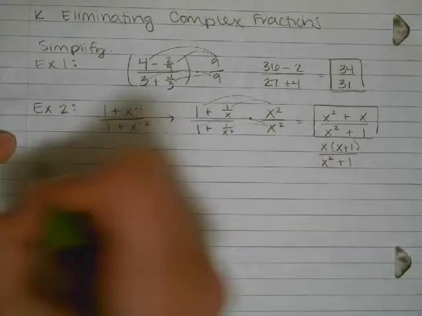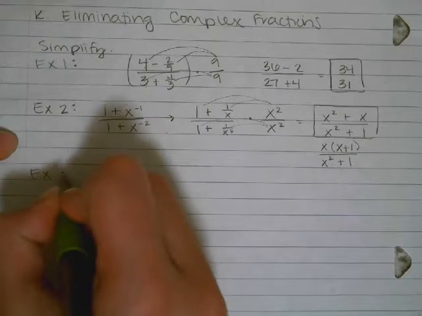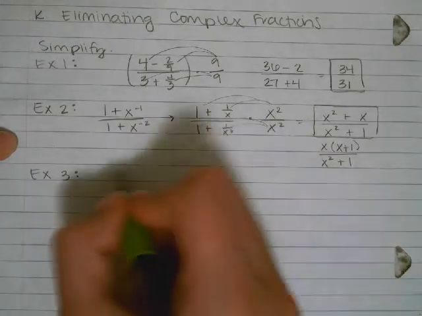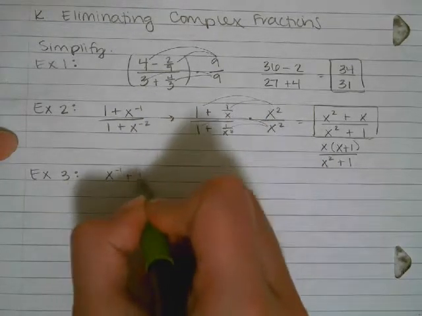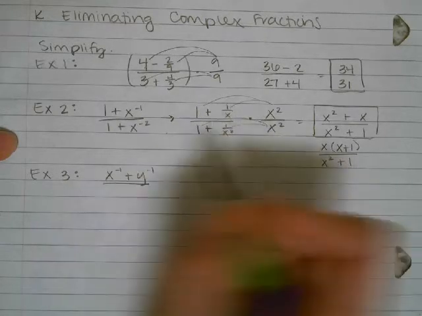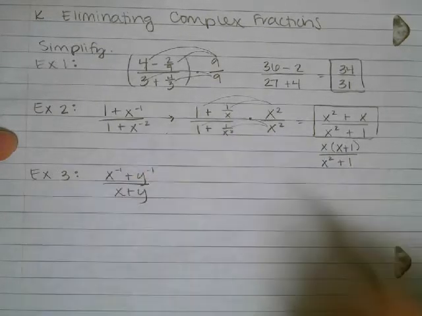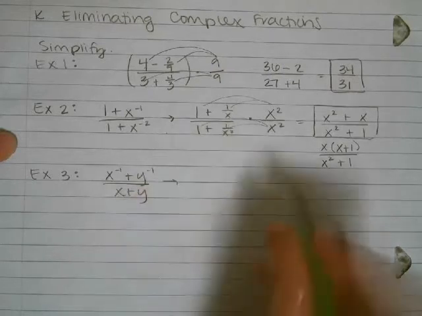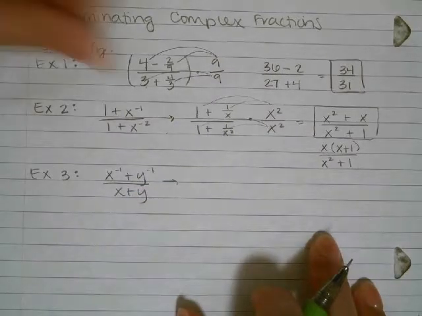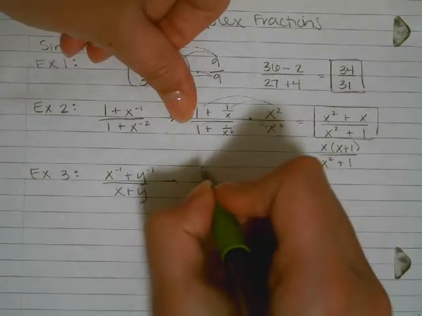All right, example 3. x to the negative 1 plus y to the negative 1 over x plus y. So again, we can't really see that it's a complex fraction until we rewrite it.